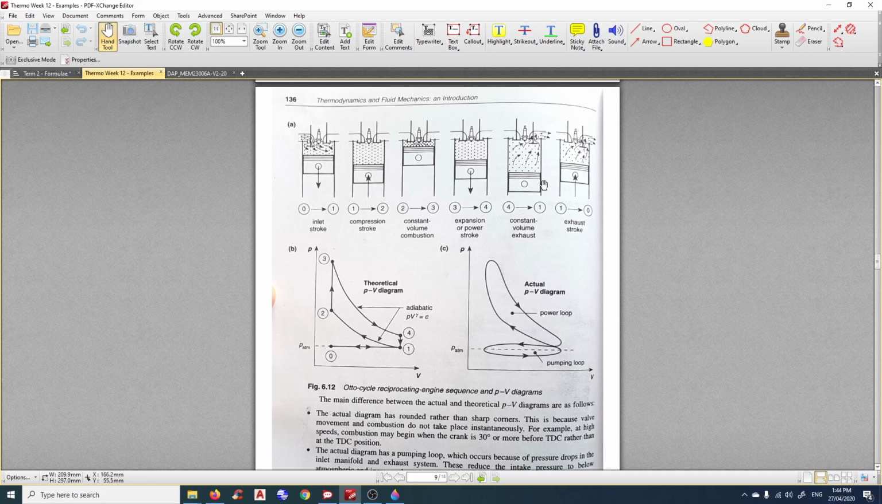After that, it reaches the bottom dead center again, and at this time the outlet valve is open, letting the air go out. After that, the piston goes up again and pushes the remaining air out. So from 4 to 0, this is where the air goes into your exhaust pipe at the back.